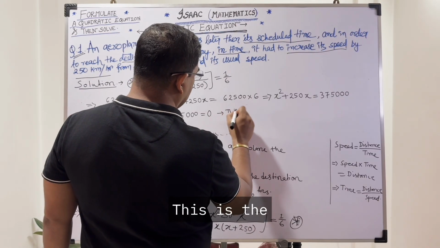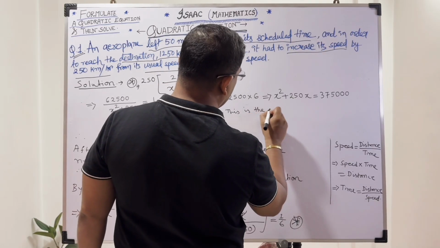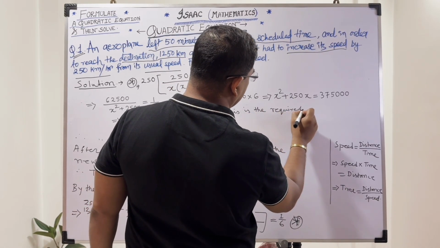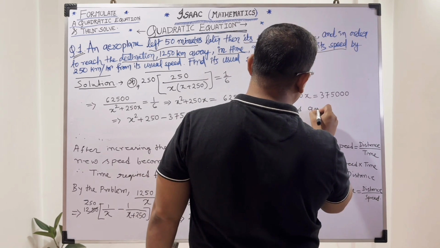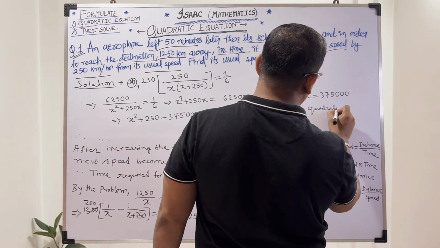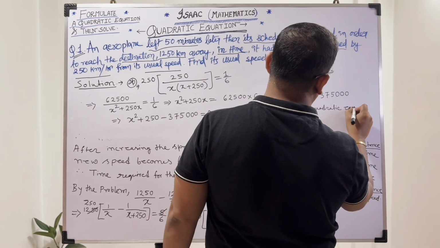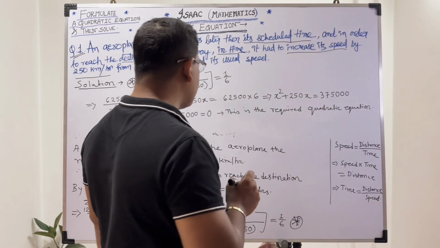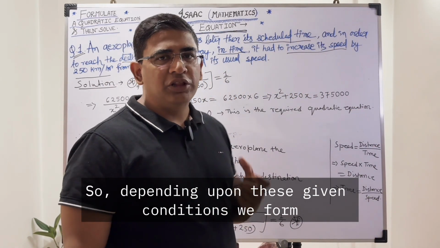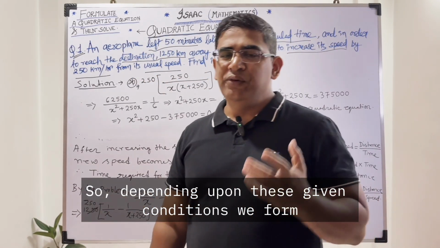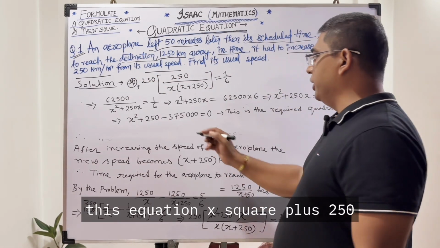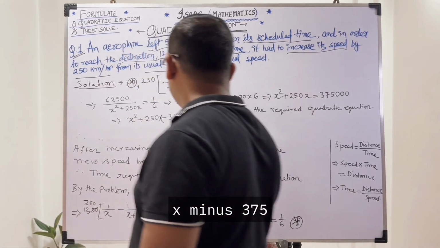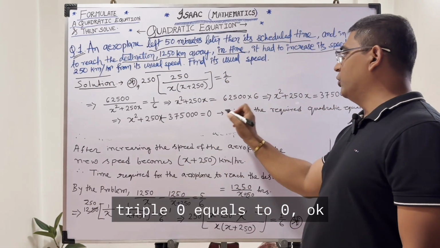This is the required quadratic equation. So depending upon these given conditions, we form this equation x square plus 250x minus 375000 equals to 0.